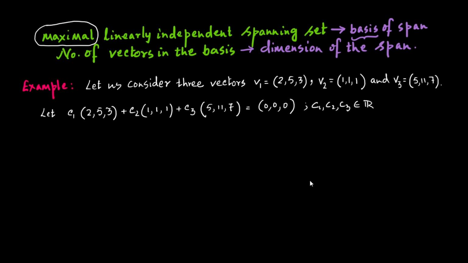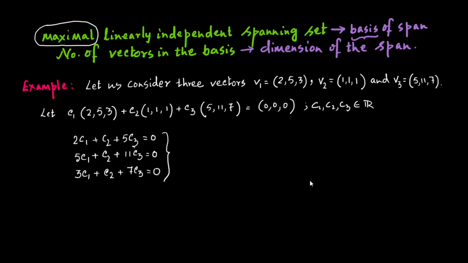And this leads to the system of linear simultaneous equations: 2C1 plus C2 plus 5C3 is equal to 0, 5C1 plus C2 plus 11C3 is equal to 0, 3C1 plus C2 plus 7C3 is equal to 0. Now, since this is a homogeneous system of linear equations, there can be two possibilities. Either this system will have a unique solution, that is 0, 0, 0 for the values of C1, C2, C3, or the system will have an infinite number of solutions.